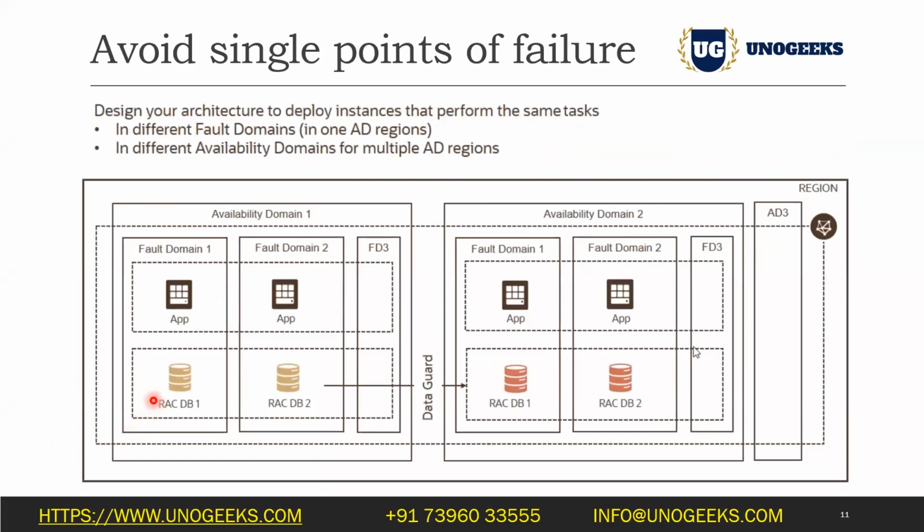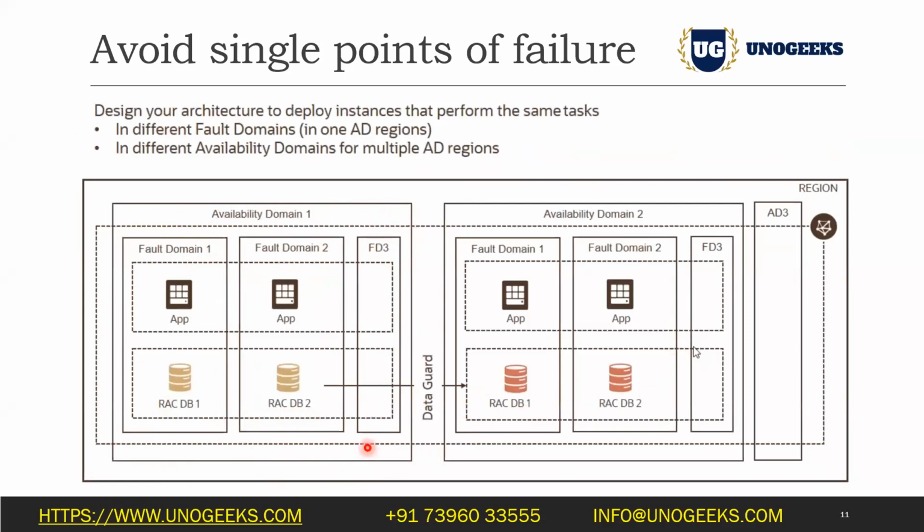If you have a database, say you are in Frankfurt and you have 3 ADs in Frankfurt, you will install your RAC database in one AD, so that you have your RAC DB node in one fault domain, and you have a RAC DB node in another fault domain. This is all in your availability domain 1. This we call the primary data center, and you have a standby.